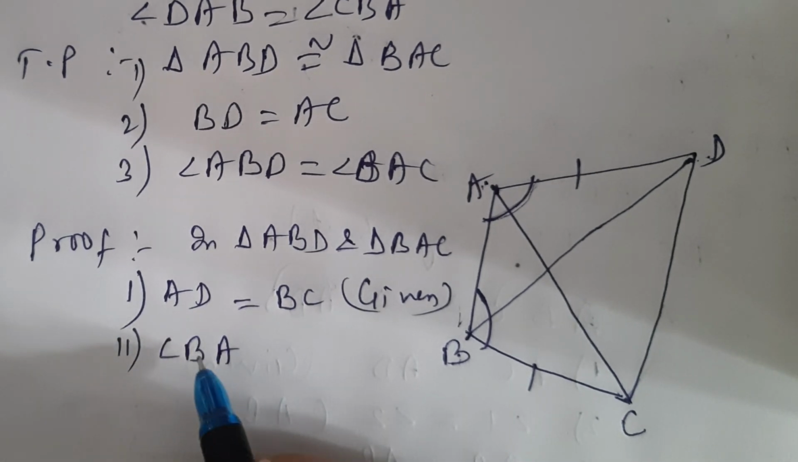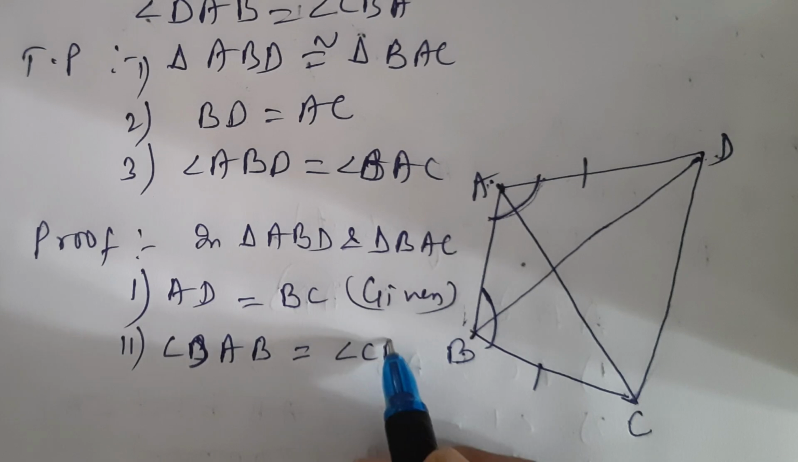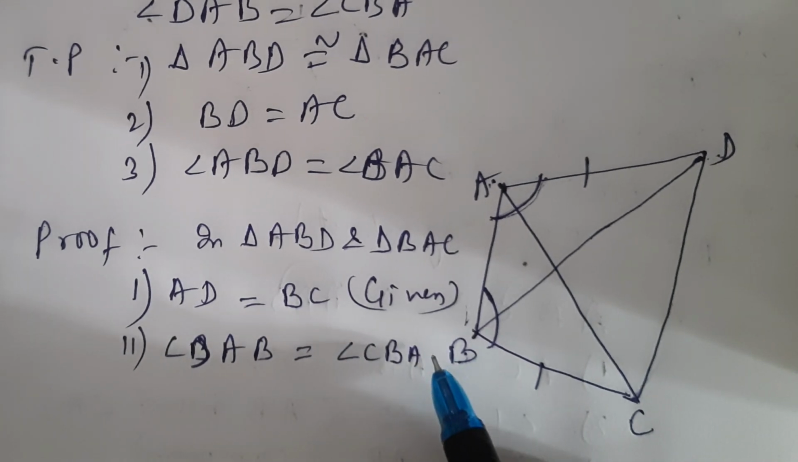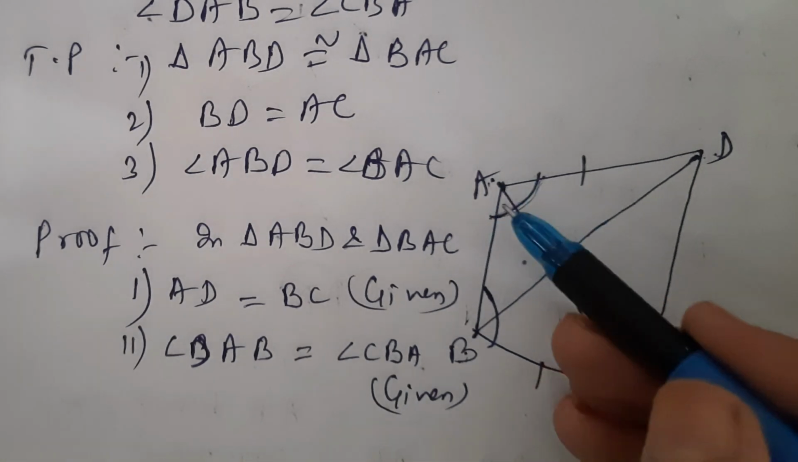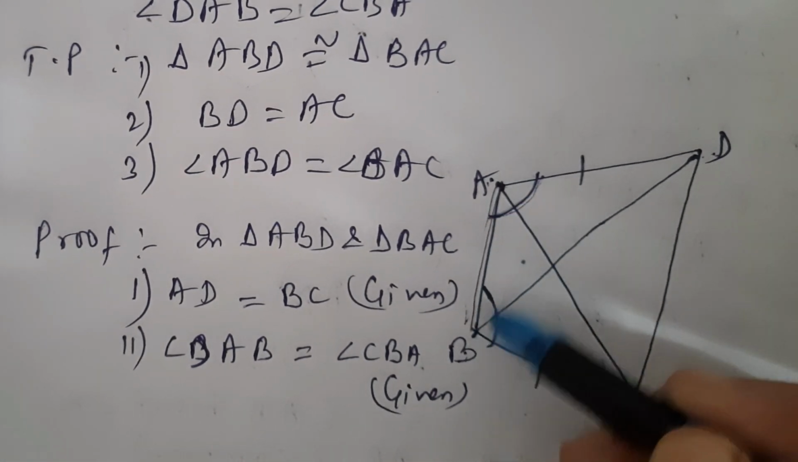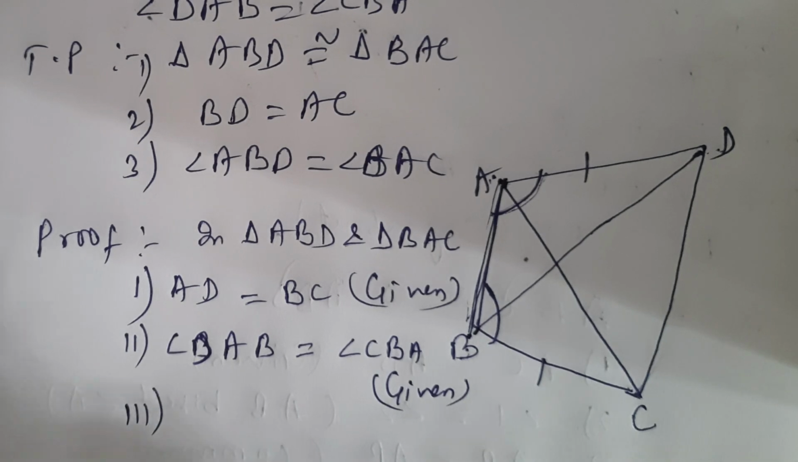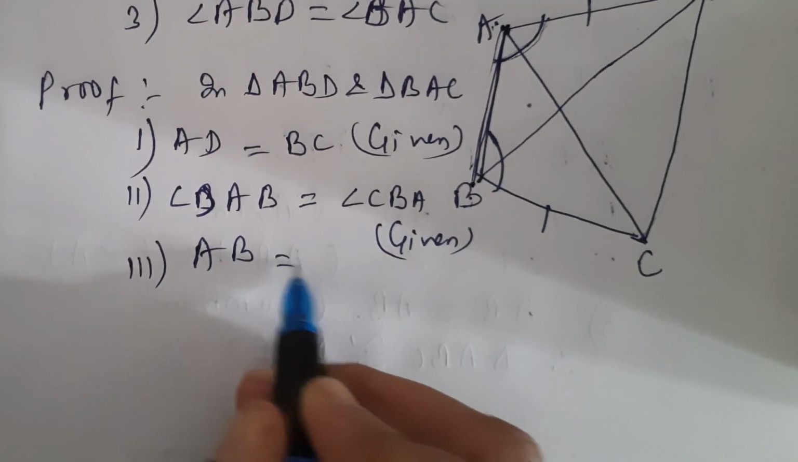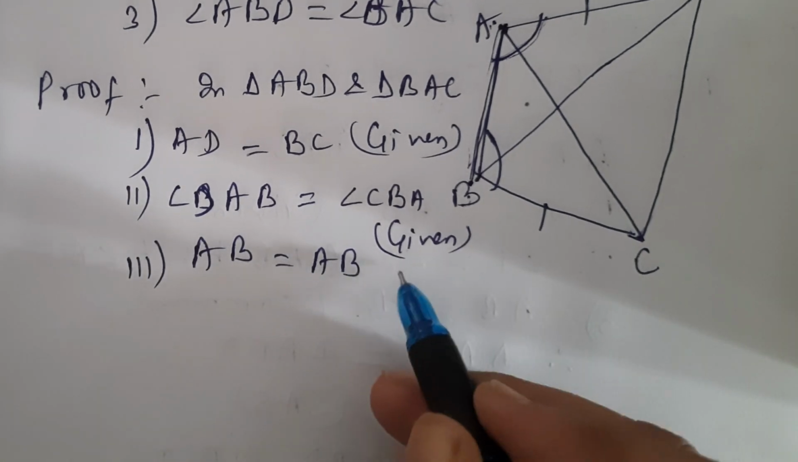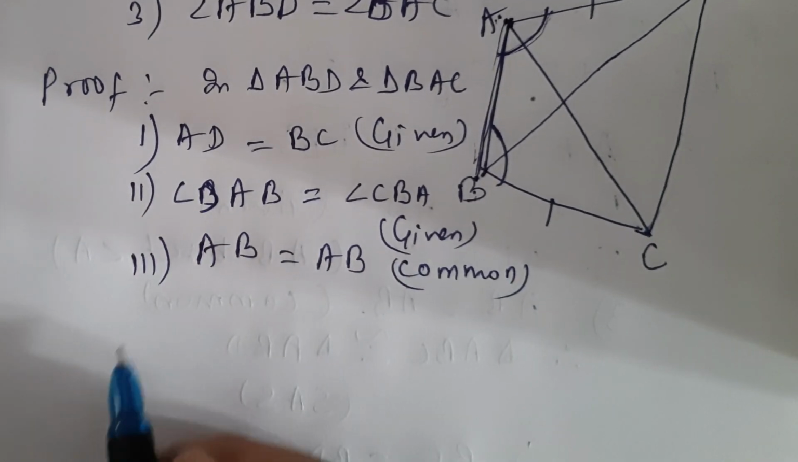DAB is equal to CBA. So this also we got from the given. Only the third point we need to find out, which is common here. Same as the first question, AB is common. That's our third point. Now AB is equal to AB. That is common. We got our 3 points.